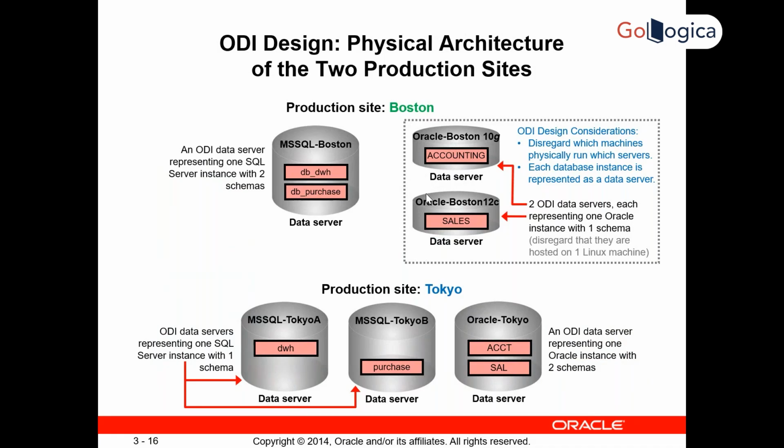For accounting, one logical schema. For the sales, one logical schema. That means the total how many logical schemas are required? Four logical schemas. Yes, correct. And each physical schema will have at least one logical schema. Yes, correct. And one more thing is one physical schema can have multiple logical schemas.